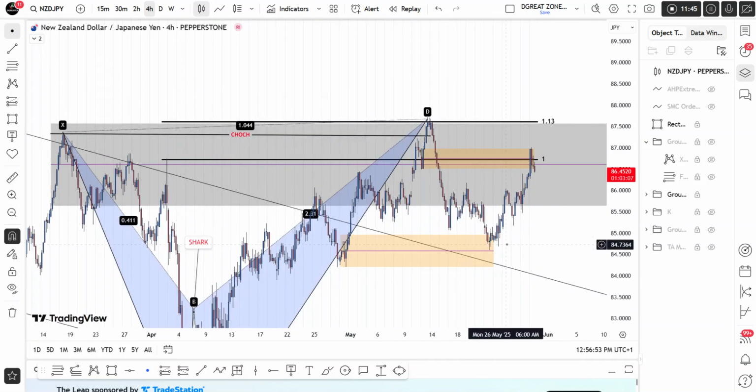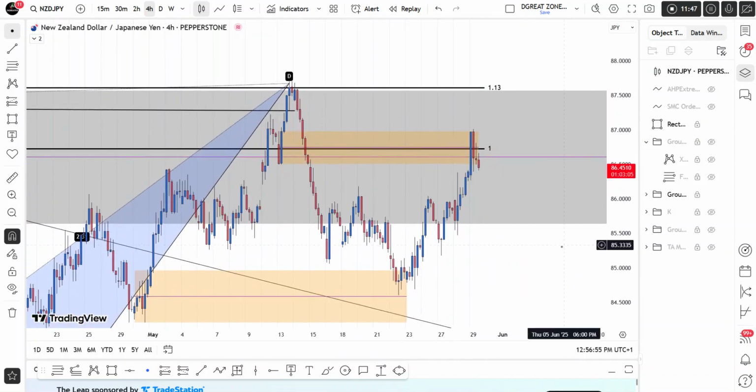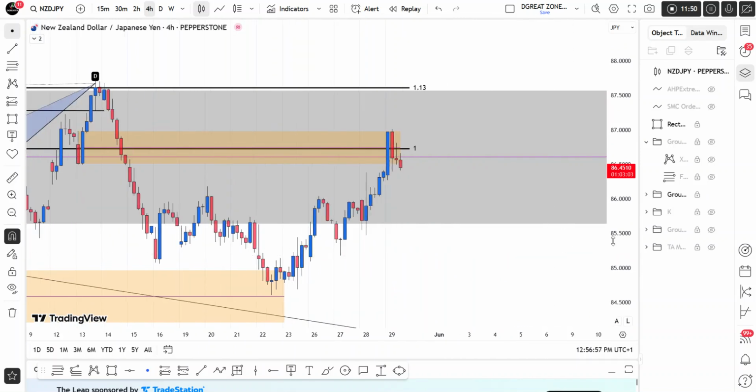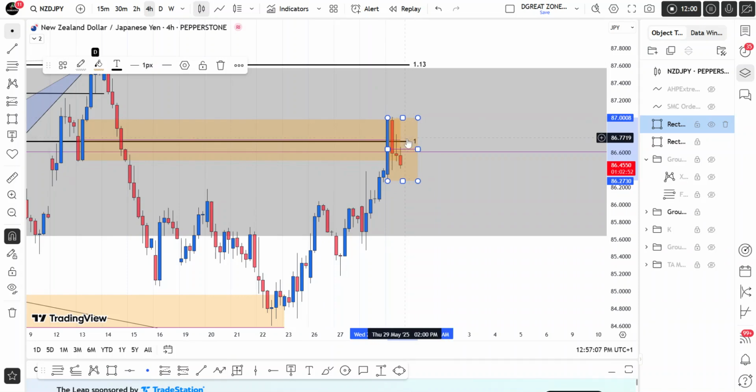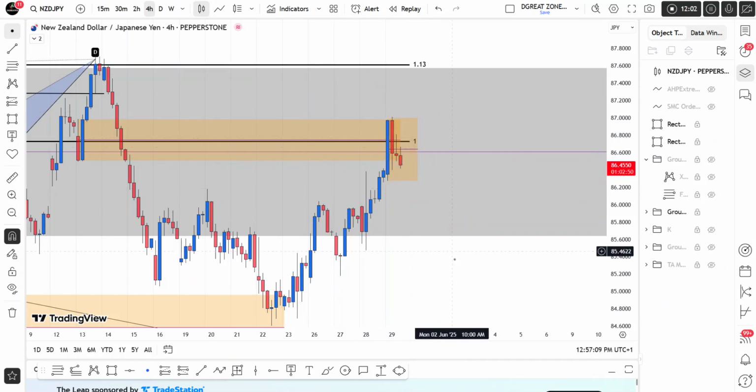Then how do we now look for our entry? Candlestick patterns, okay? We look out for exhaustion in the buyers. If we see buyers' exhaustion, then we look out for entry. So that is what we look out for. We look out for buyers' exhaustion, and when we see that buyers' exhaustion on the 4 hour time frame, then we pick our entry.